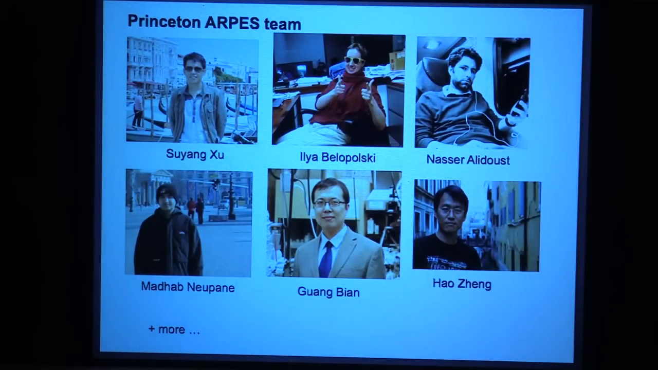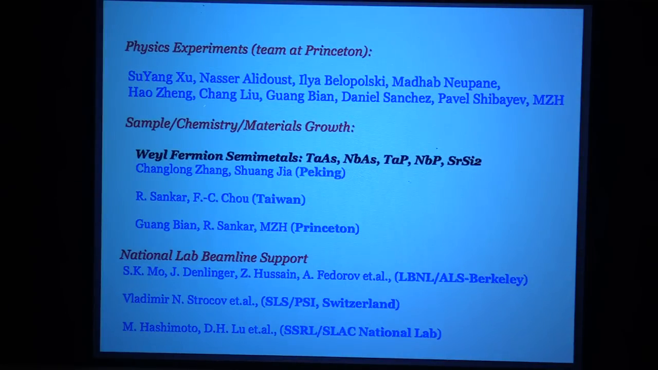The electronic Weyl crystal was first found by this group of scientists from Princeton. Suyang Zhu is a postdoc in my group. Ilya is one of the organizers of this summer school. You have seen them. Nasser is another graduate student, and there are three other postdocs in my group. And of course, these are extensive experimental work. The team is bigger than that, which includes Chang Liu, Daniel, and Pavel.